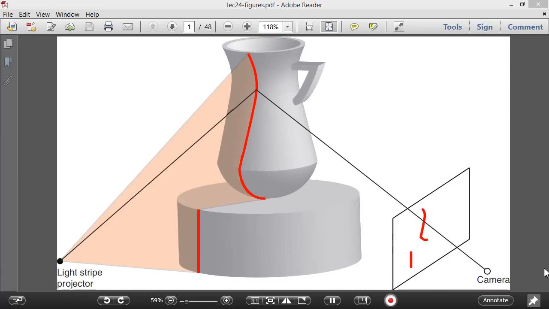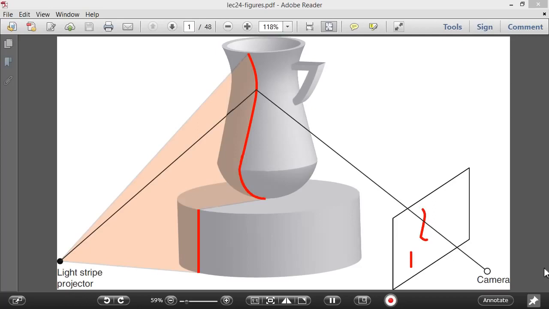The idea is that we're going to shine light into the scene, and we're going to look at how that light deforms from the perspective of the camera, and we use that deformation as a basis for determining the 3D shape. Okay? And this picture kind of sketches how it works.